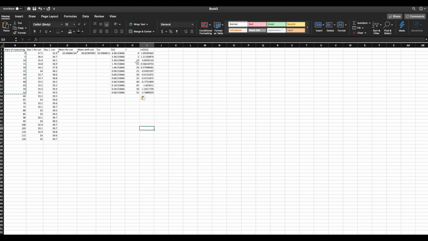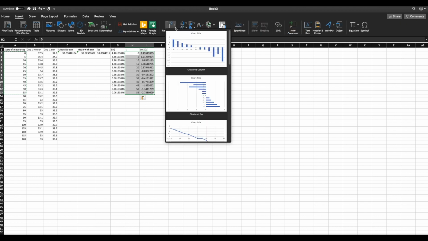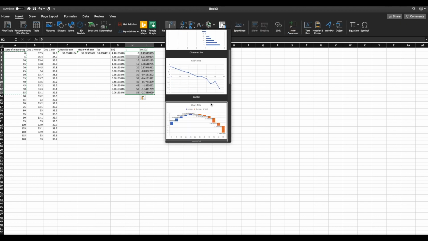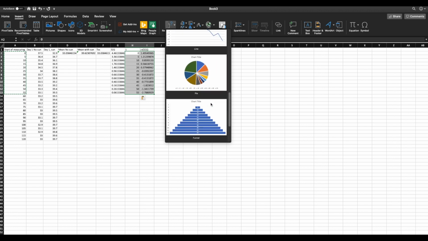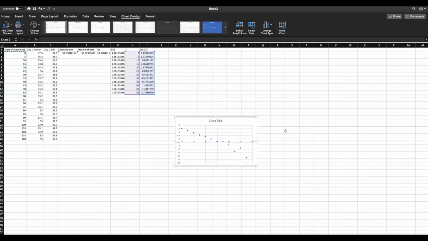Once I have these t values, I can select both columns, go to Insert and then Recommended Charts. It has a lot of them here, but what we want is a scatter plot. Is it in the list? No. Okay, so we'll just go here and choose our own scatter plot. And that's how it should look.